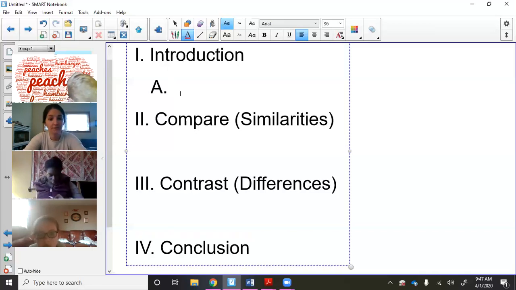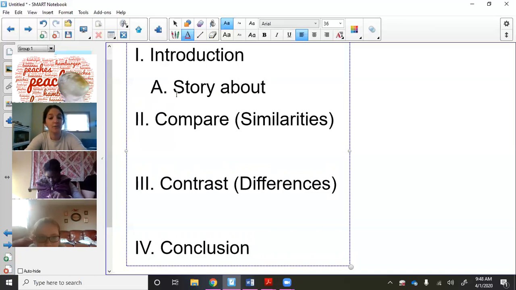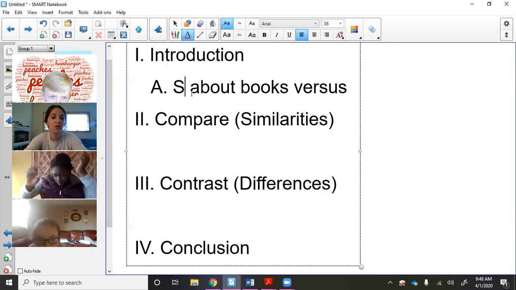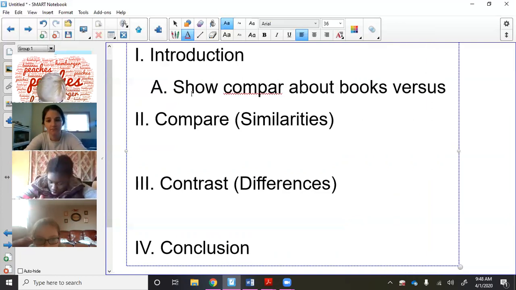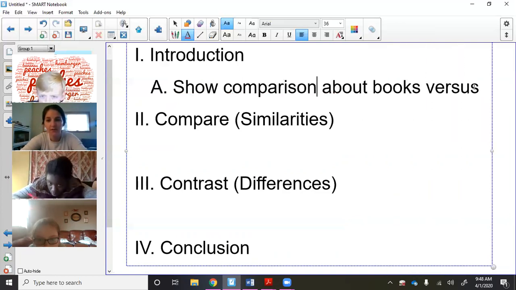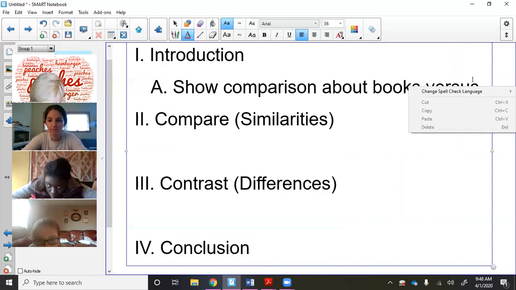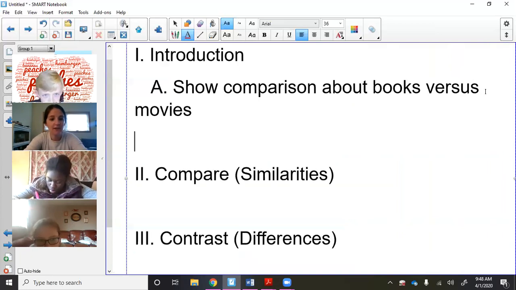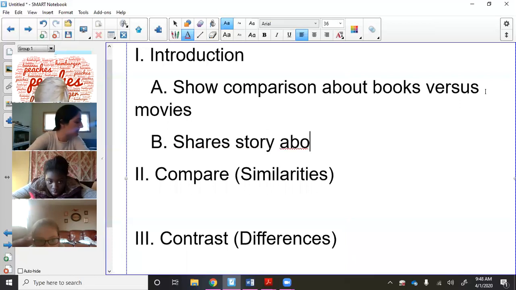In this situation, this is a story. They write a story about books versus, or I'd say they introduce the show comparison about books versus movies. And then the B could be share story about sister.